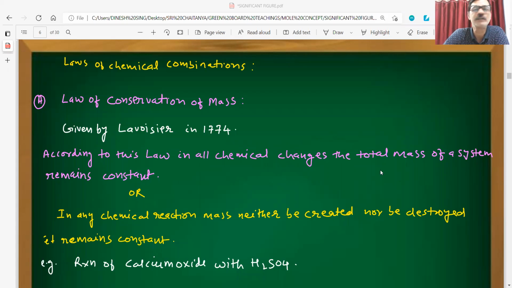Today we are going to discuss laws of chemical combinations. These laws are the basics of chemical calculations, that is, the stoichiometric calculations.